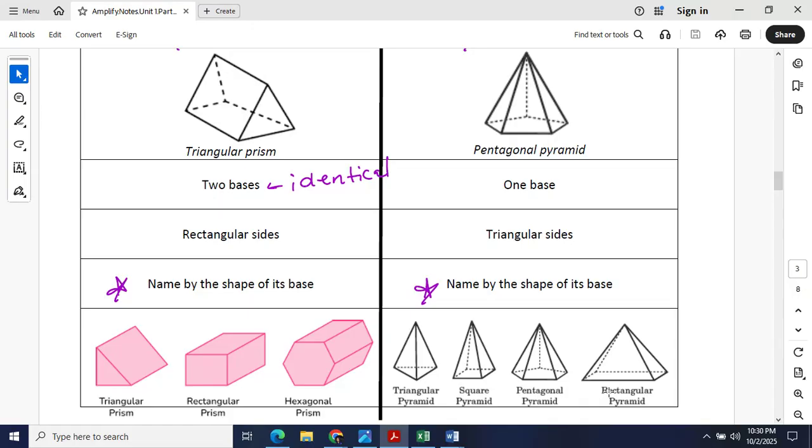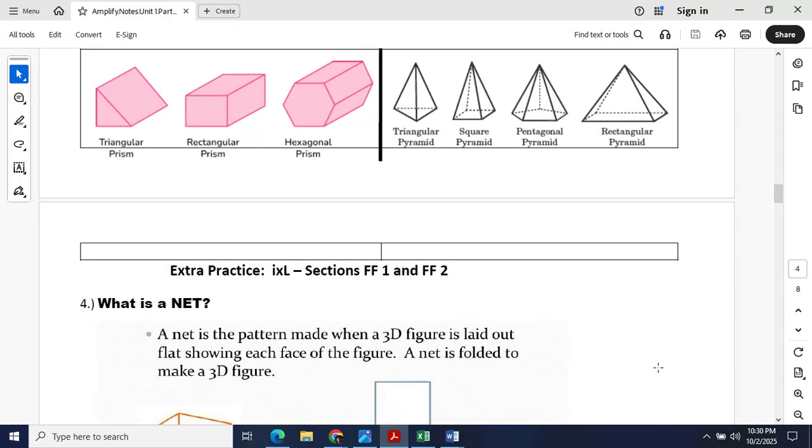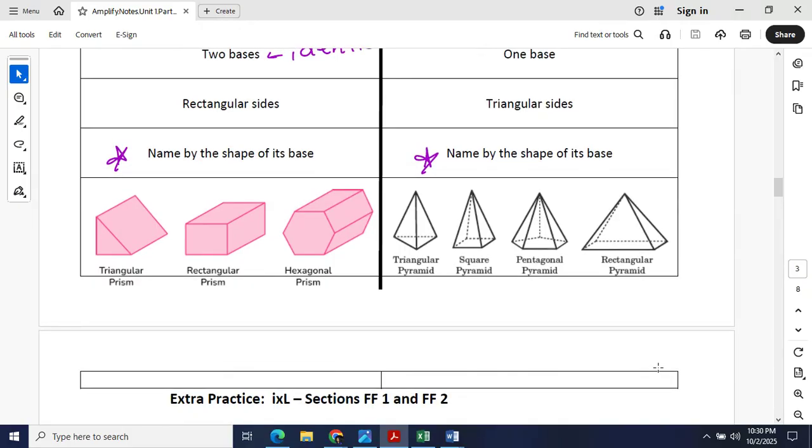The rectangular pyramid would have 1 rectangular base and then 4 triangles around it. You could practice FF1 and FF2.